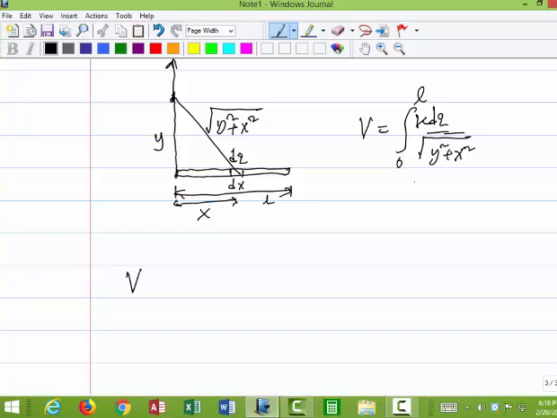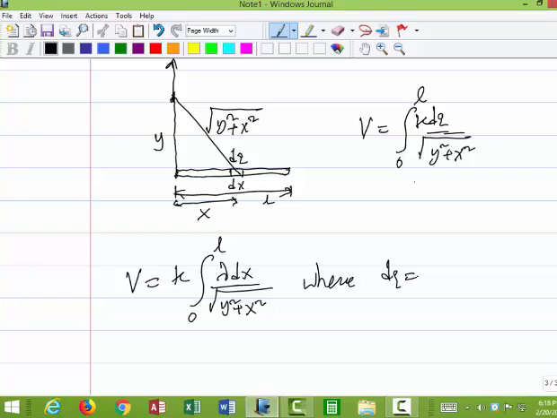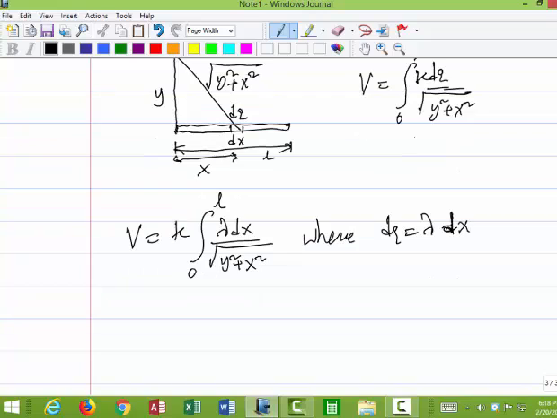We shall say that the potential V is equal to K, we take that out, integral from 0 to L. And dq we can replace by lambda dx divided by the square root of Y squared plus X squared. We can say that dq is equal to lambda dx due to the charge being uniform. So it just remains to integrate this, and the integral is in the tables. So there's an integral in the table.